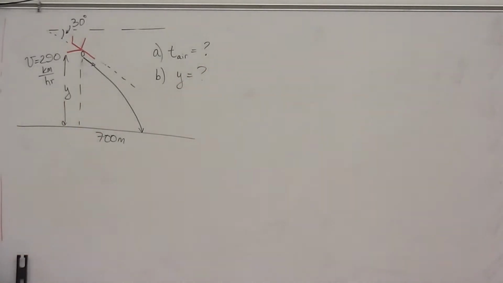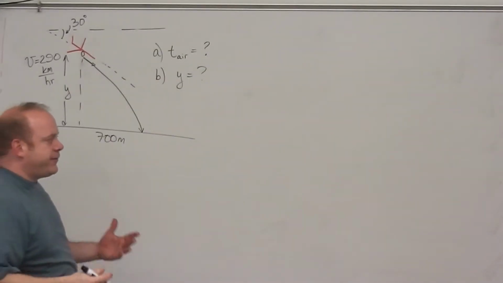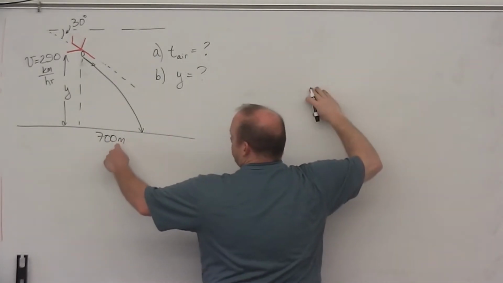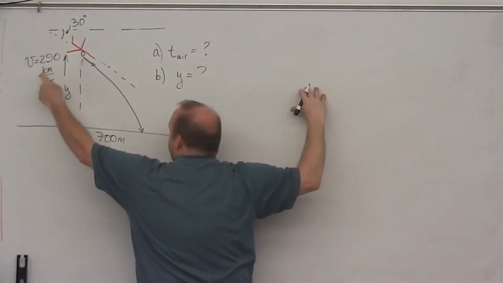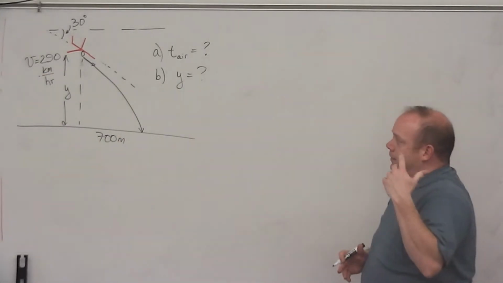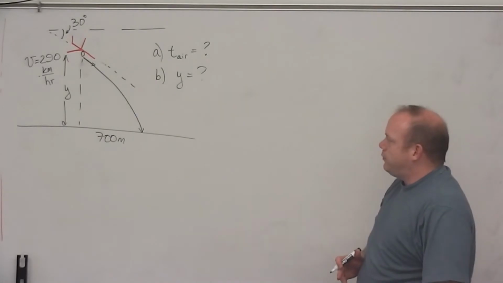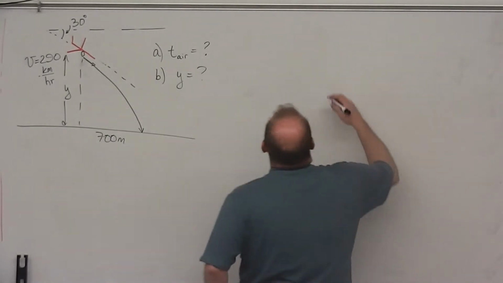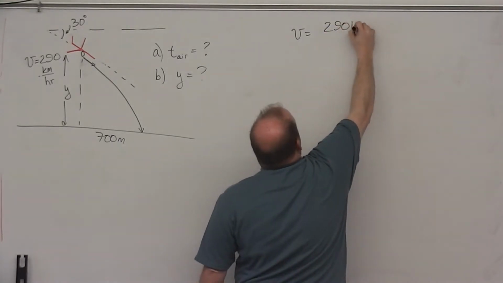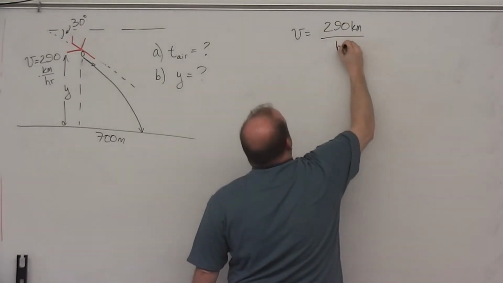Okay. Well now, first things first, I want to get into units that I'm a little bit more familiar with or that are consistent. I have kilometers here, I have meters here. They don't match, okay? Let's convert the kilometers per hour to meters per second. So now, I know that V is equal to 290 kilometers per hour.